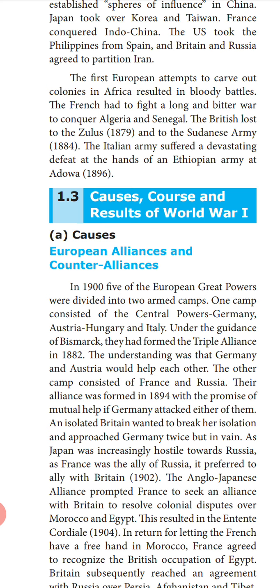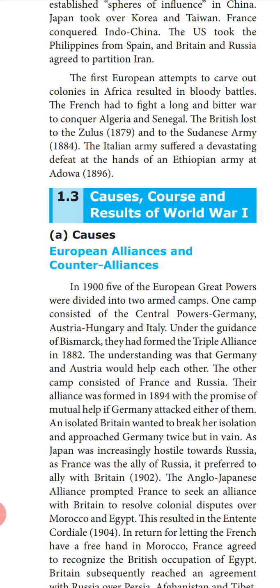Their alliance was formed in now. The other camp consisted of France and Russia. Now, France and Russia joined together. They formed the Dual Alliance, 2 countries. Because of 2 countries, it is called as Dual Alliance in the year 1894, with the promise of mutual help if Germany attacked either of them.